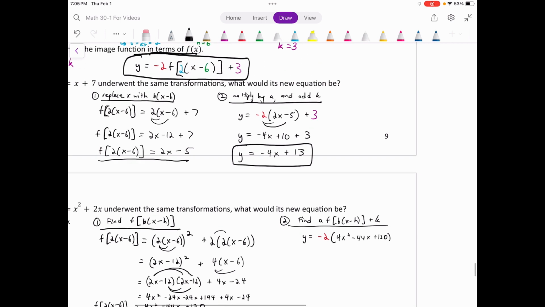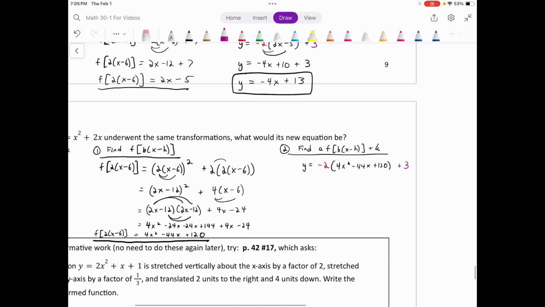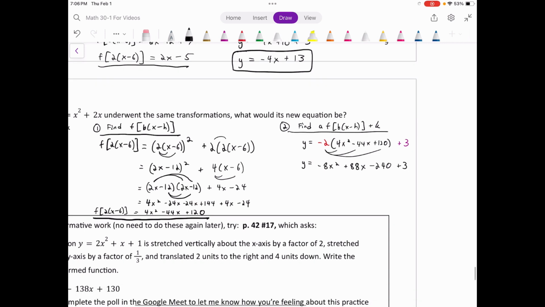And then to that, what do we add? 3. So plus 3. All right. So now we get y equals, let's distribute this -2 in to kind of simplify. So -2 times 4x squared is -8x squared. -2 times -44x is positive 88x. And -2 times positive 120 is -240. And then we've got this plus 3 that's along for the ride.